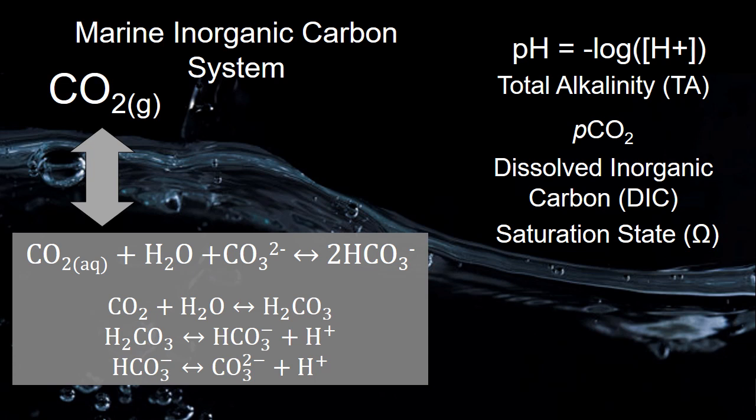As I mentioned before, we need to know at least 2 of these parameters in order to calculate the rest. The approach, as I will go into more detail later, is that we're going to measure pH directly with the sensor on the profiling float, and then we're going to estimate total alkalinity from a global algorithm. Those 2 parameters are what we're going to use to derive the other three parameters, PCO2, DIC, and saturation state.